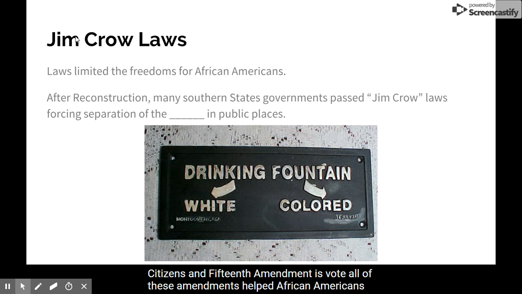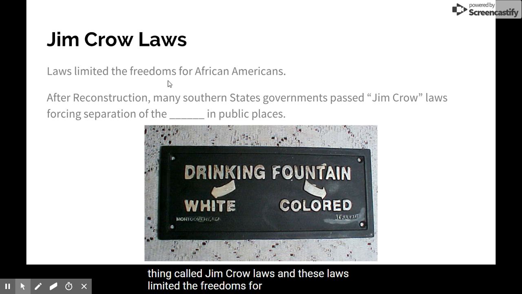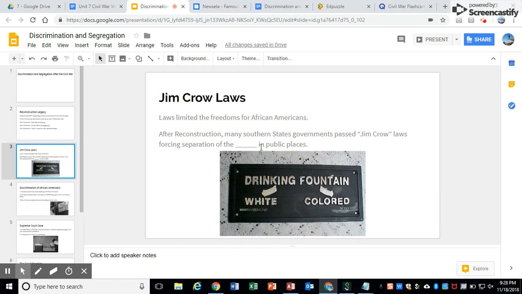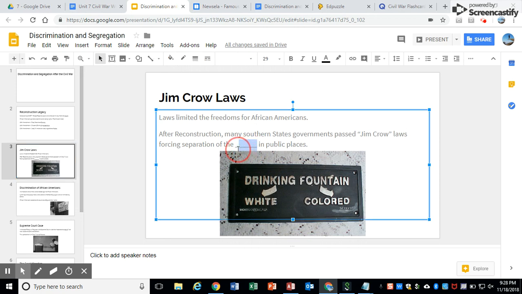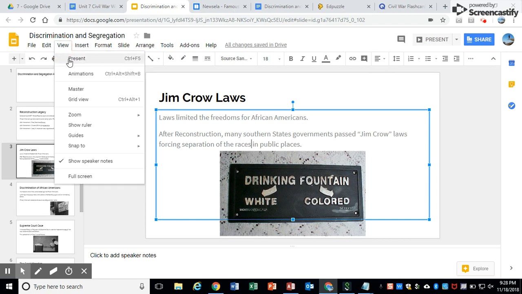In the South, there was something called Jim Crow laws. And these laws limited the freedoms for African Americans. And after Reconstruction, many Southern states' governments passed Jim Crow laws, forcing separation of races in public places.